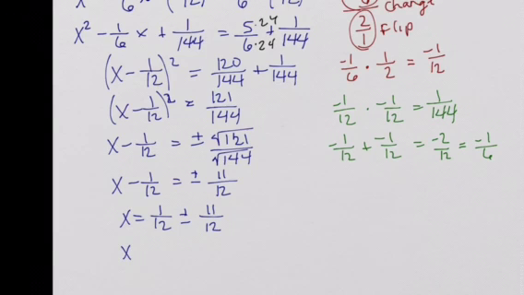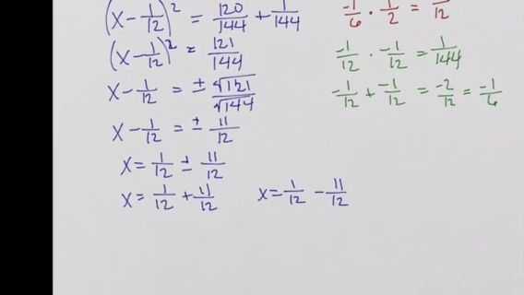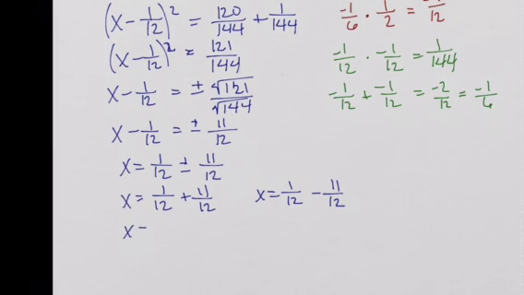We'll split this into two answers, 1/12 plus 11/12, and also 1/12 minus 11/12. So we end up with x equal to 12 over 12, which gives us x equals 1. And then we get x equals negative 10 over 12, which gives us x equals negative 5 over 6.